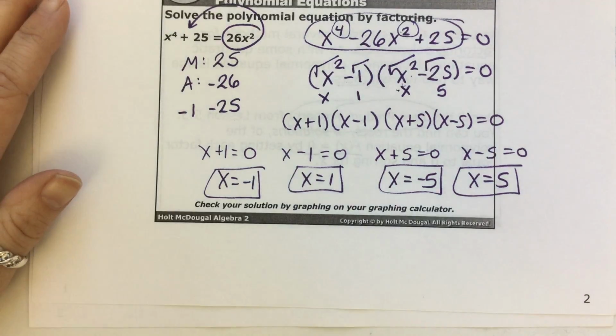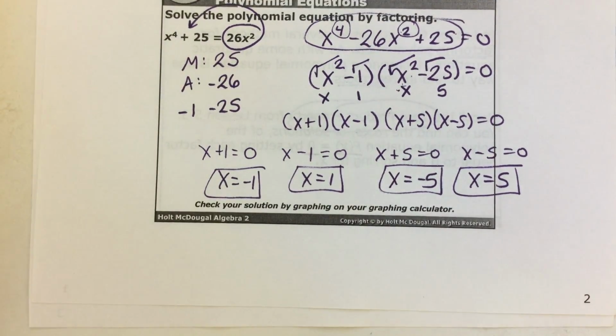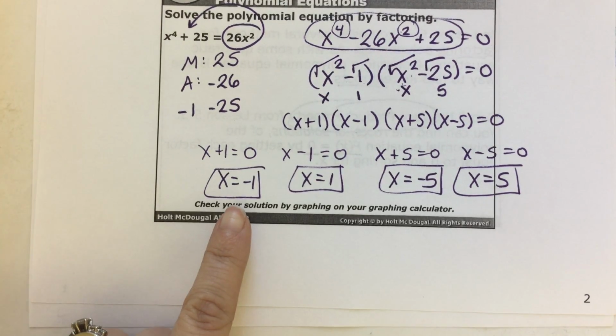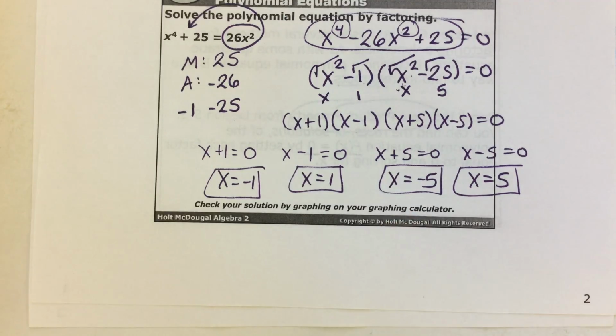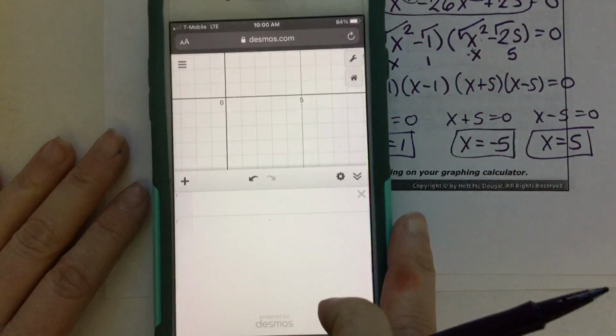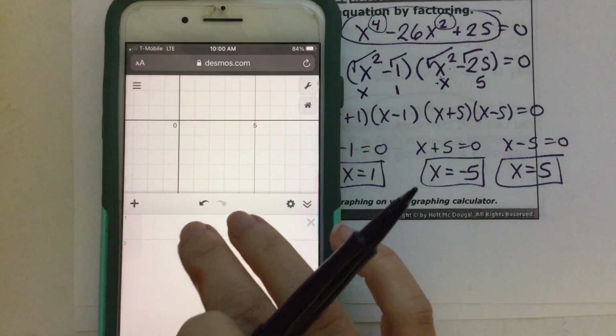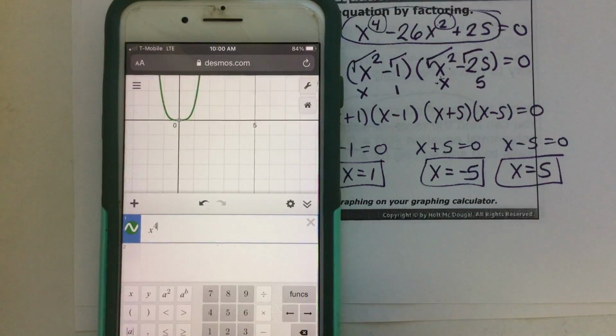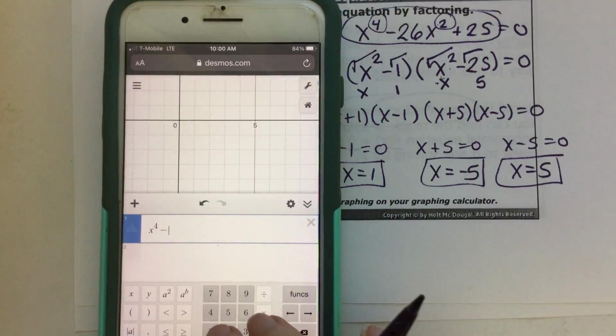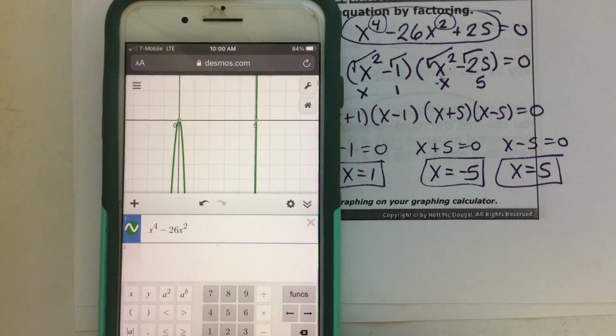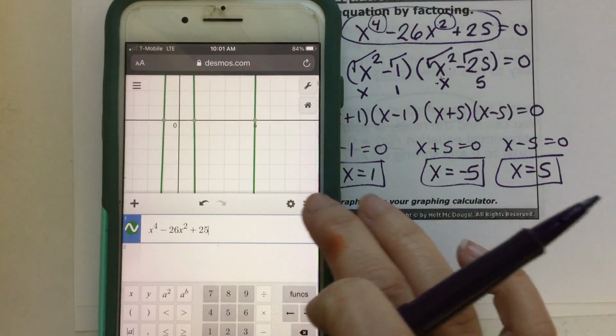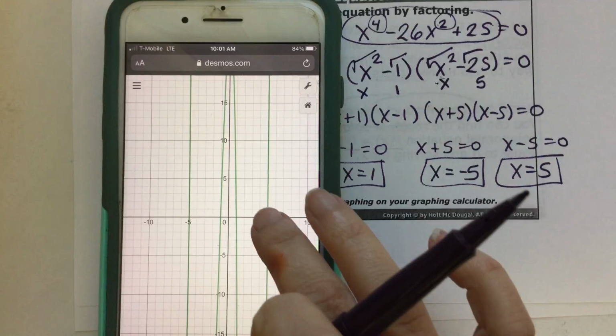So when I put x to the power of 4 minus 26x squared plus 25 into Desmos, I'm going to see a graph that crosses or touches the x-axis at -1, +1, -5, and +5. So let's check it out and make sure that's what we get. X to the power of 4 minus 26x to the power of 2 plus 25. Here is my function.